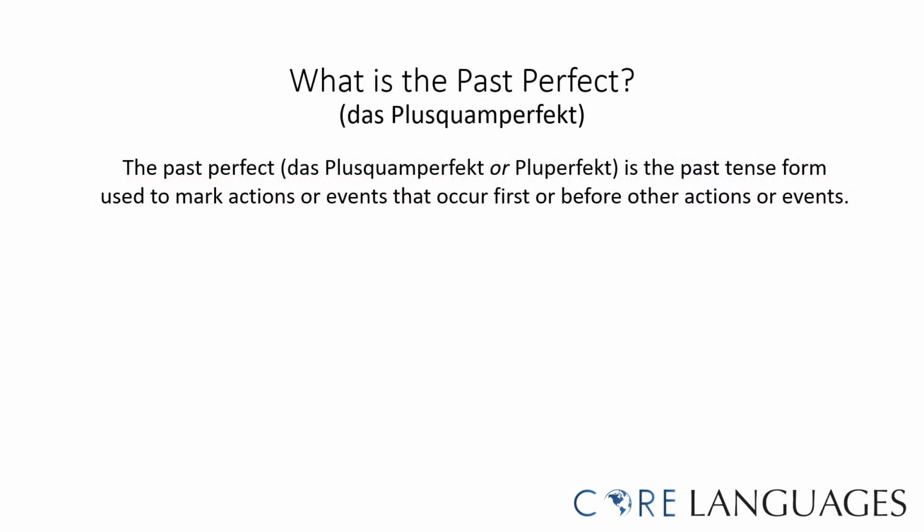We use the past perfect, or das Plusquamperfekt, to talk about actions or events that occurred in the past first or before other actions in the past. So in other words, we're talking about an event in the past that happened before another event in the past. In a sentence, we would need a subject and then either hatten or waren, which are the simple past conjugations of haben and sein, and then the past participle.